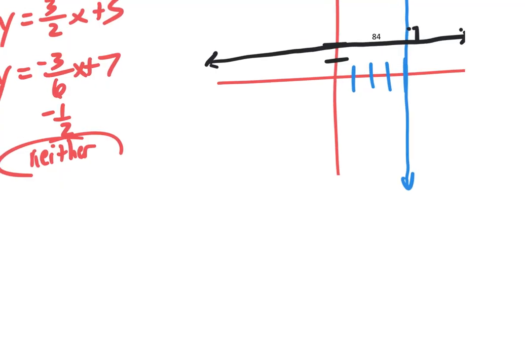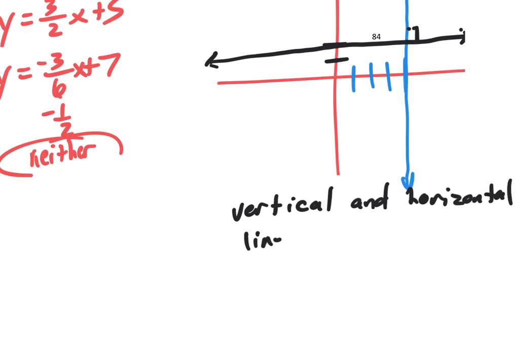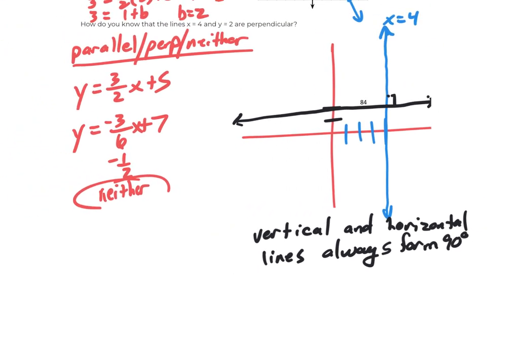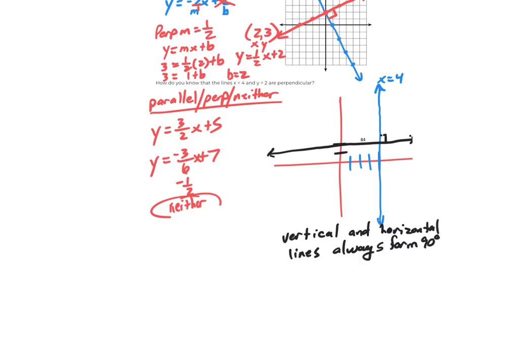So a vertical line and a horizontal line always form a 90-degree angle. Okay? So if I have a vertical and a horizontal line, they will always be perpendicular. These two would make a right angle right here.